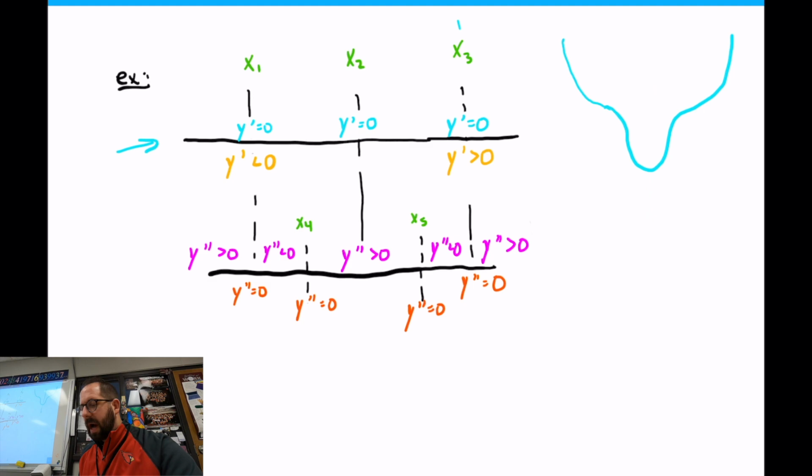Now, I don't know if this is true, but I'm going to go to the second derivative and confirm it. Okay, second derivative. It's concave up. I'm going to try to color code this as best as possible. Here's x1, this is x2, and this is x3. All right, so we have my 3 x's.